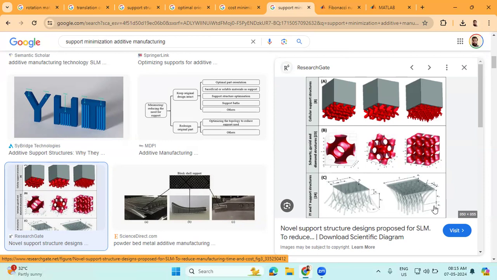By minimizing the amount of support material used and optimizing the printing process, we can achieve high quality prints while minimizing waste and reducing cost. So next video, we will deal with the slicing process.